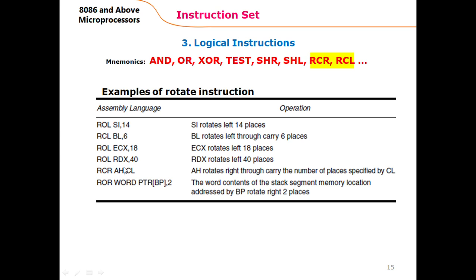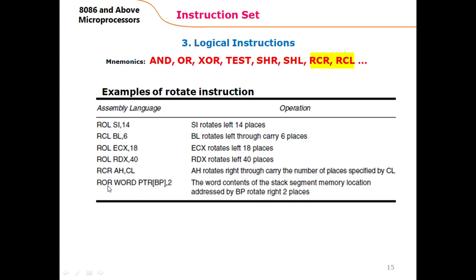So the rotations shown earlier represent rotation by one place, and the values here are larger, so that rotation is repeated 40 times in this case, and in this case that rotation is repeated 18 times. Here rotate right through the carry, so the value in this register is rotated right through the carry by a number of places specified by the value in the CL register.